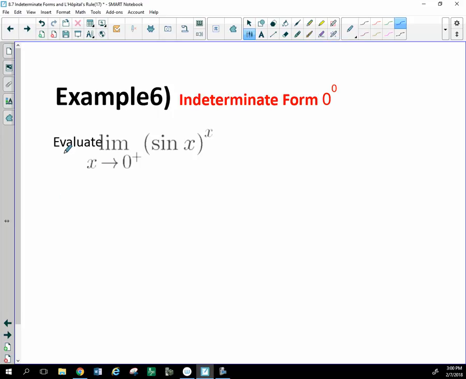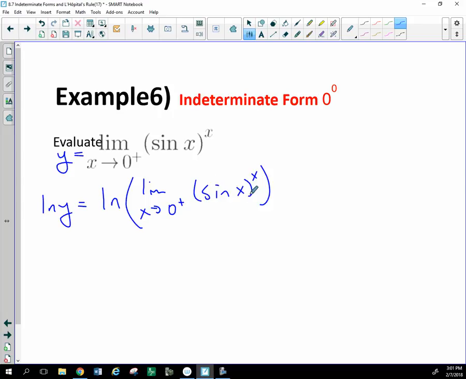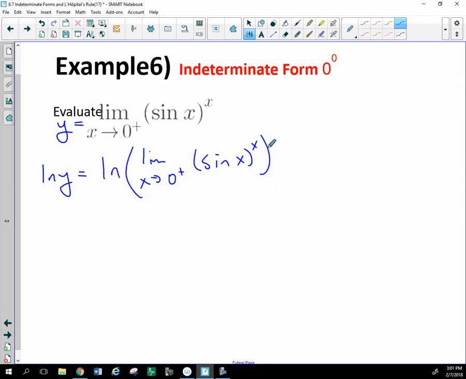So I'm going to say this guy again is y equals. So if I natural log both sides, I get the natural log of the limit as x goes to 0 to the right-hand side of sine of x to the x power. Well, with that being said, I can throw the x out front, move my limit around a little bit, and so I'm just going to clean this up and rewrite this as the limit as x goes to 0 from the right-hand side of x ln of sine of x.